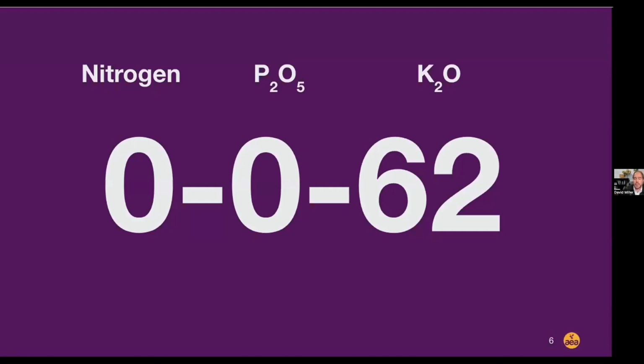So just switching from 0-0-62 to 0-0-50 or potassium sulfate will give you a much better response for your dollar spent. And you'll get about 41 pounds of potassium instead of 51 pounds, so 10 pounds difference.